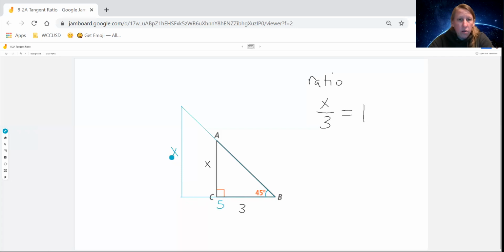Could I figure out how long this side is? Is it a right triangle still? Sure. Is this triangle still 45, 45, 90? Yeah. So what's the ratio of this side to that, the adjacent side, the side next to the angle? It is also 1. Okay, x divided by 5 has to be 1 because this is 5. 5 divided by 5 is 1. This is 3. 3 divided by 3 is 1.